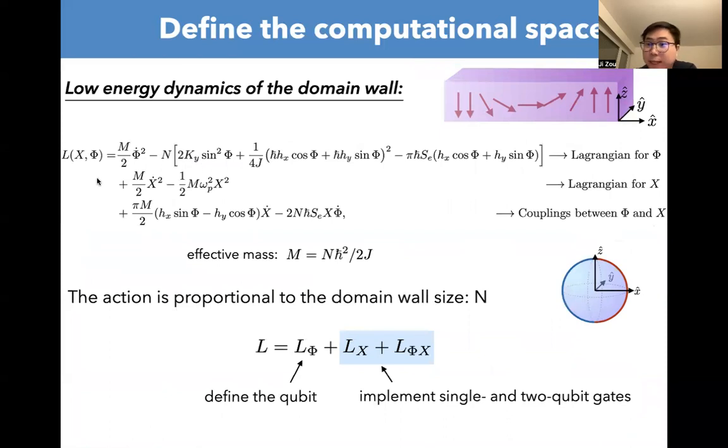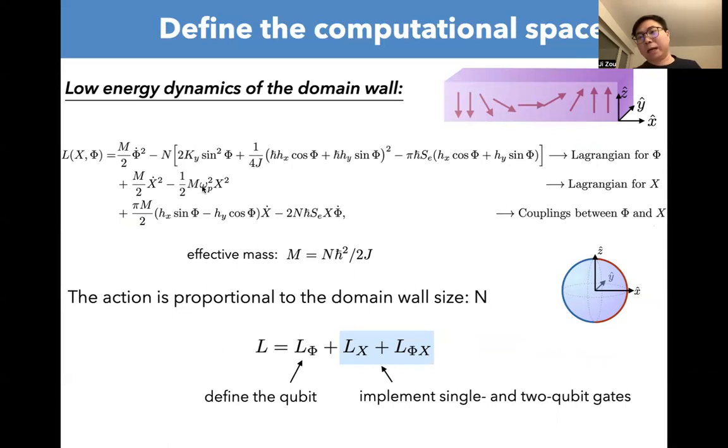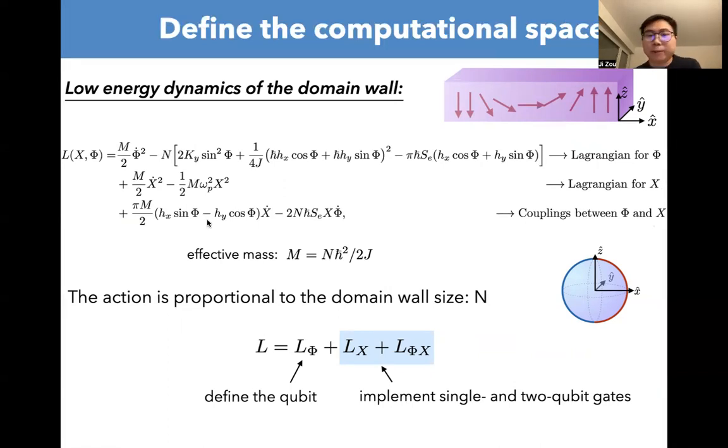With that in mind, we can write down the action for these two low energy modes, capital X and φ. We have three pieces. The first line is the action for the azimuth angle φ, the second line is the action for the spatial degree of freedom X, and the last line is the coupling between these two variables.